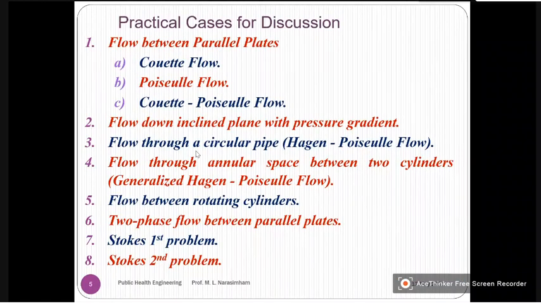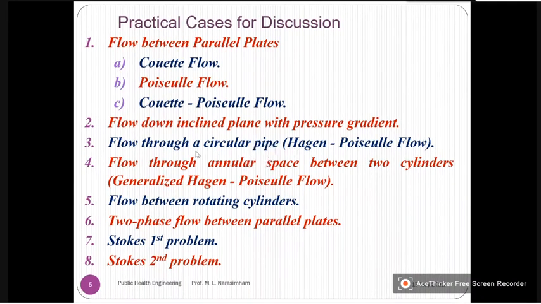Poiseuille flow. Then we'll consider flow down an inclined plane with pressure gradient. In the first case, the flow is between parallel plates which are horizontal. Now, in the second case, there is an inclined plate and there is a pressure gradient. Then the third application is what is known as Hagen-Poiseuille flow, which is a very common practical application, that is the flow through a circular pipe.